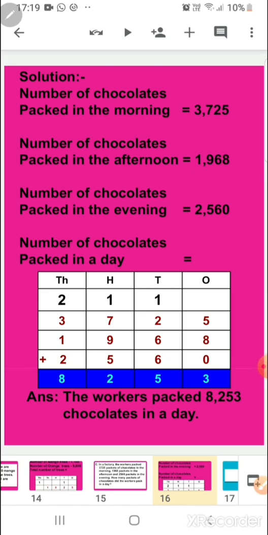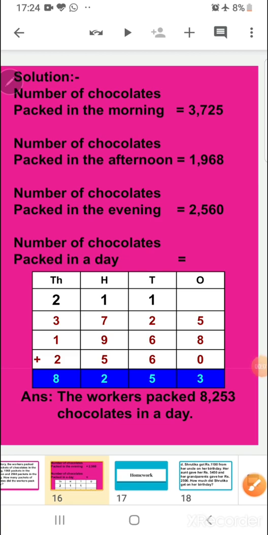So we have to add 3,725 plus 1,968 plus 2,560. Children, after adding all the numbers, we will get 8,253. Children, finally we have to write the answer. The workers packed 8,253 chocolates in a day.